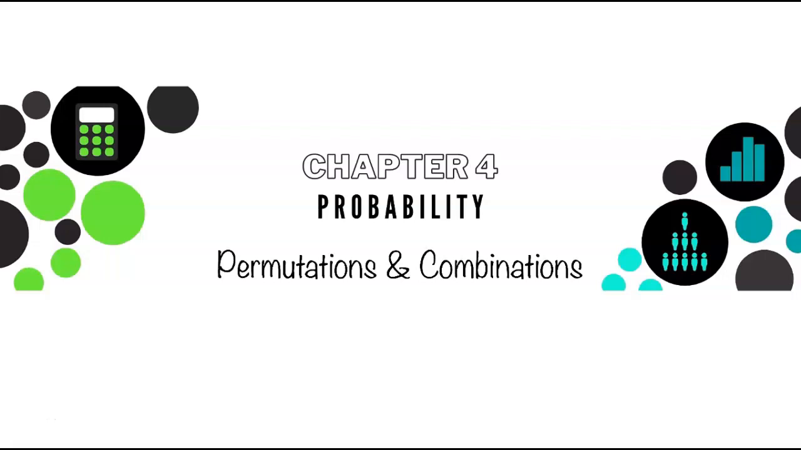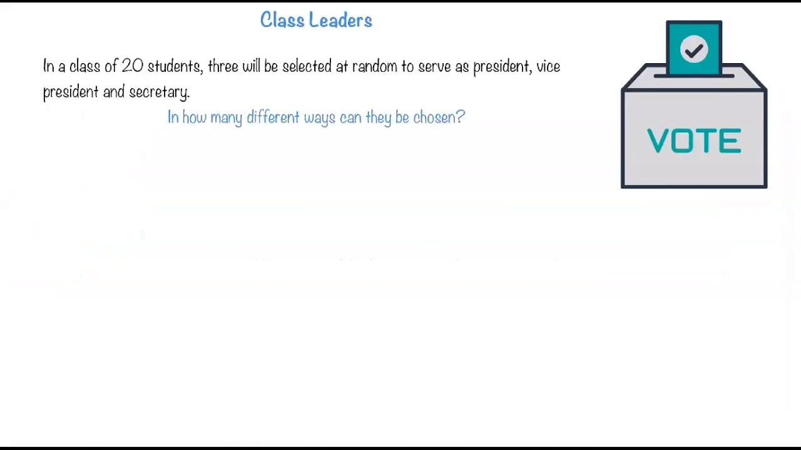In this lecture video, we're going to continue to learn methods of counting to help us calculate probability. Specifically in this video, we'll talk about permutations and combinations. Let's begin with an example.